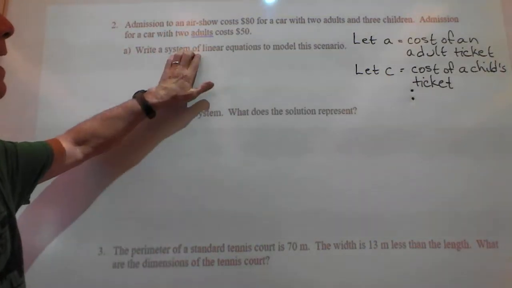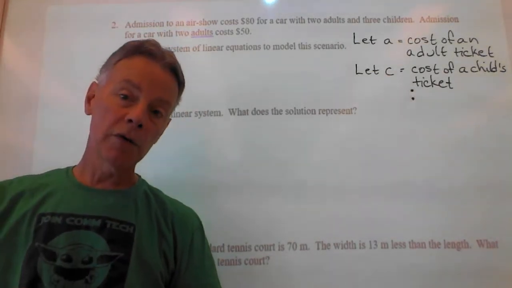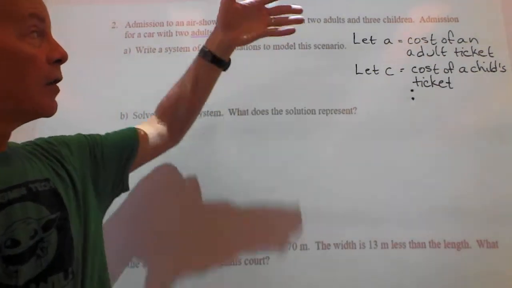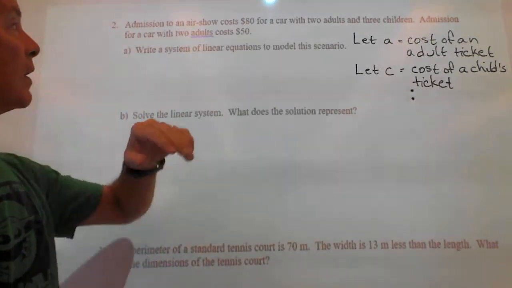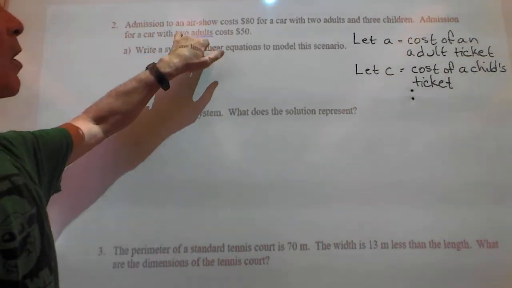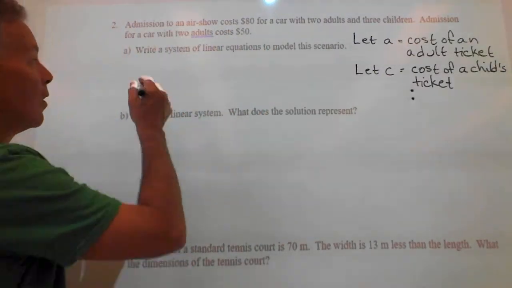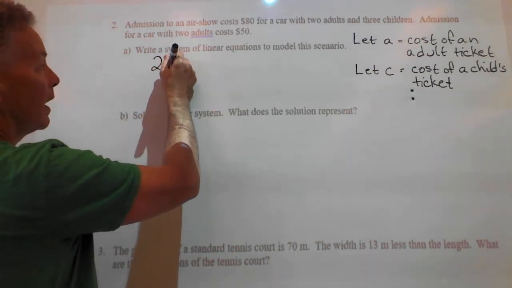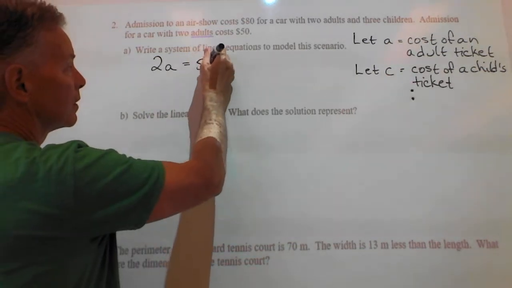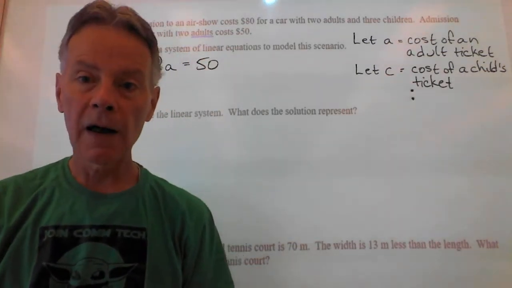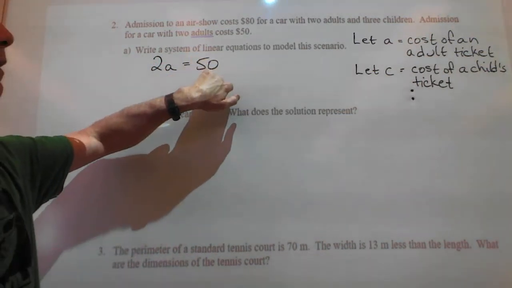So, now looking at the problem, we need to come up with 2 equations that are described in this problem. Well, let's start with the simpler one, okay? It says, admission for a car with 2 adults costs $50. So we have 2 adults, and the cost for those 2 adults is $50, okay? So 2 times the cost of an adult ticket is $50.